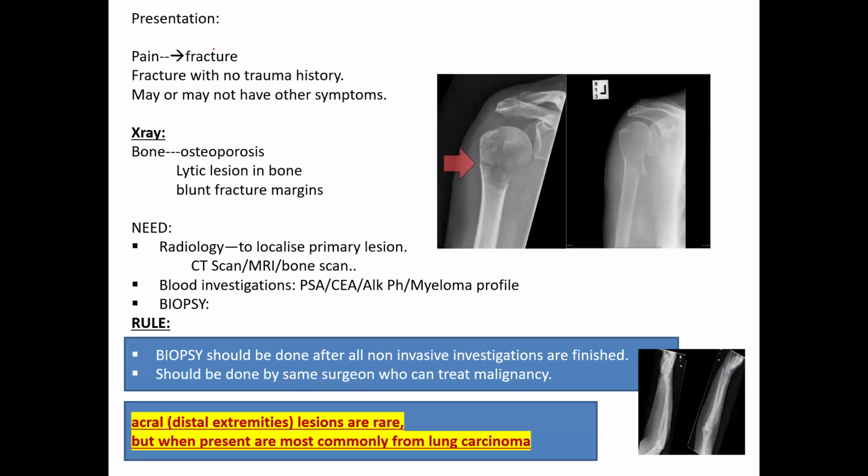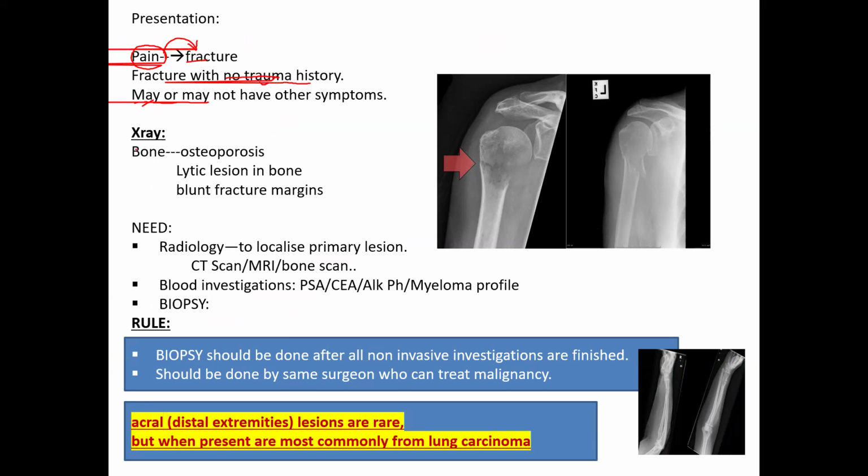In routine fracture, patient has fractured followed by pain. But in pathological fracture, patient will have pain first, then patient develops fracture. Then fracture may or may not be associated with trauma. Most of the time, it is just trivial twisting injuries of the limb which resulted in fracture, and they may or may not have the other symptoms. Other symptoms mean the symptoms pertaining to the systemic disease or the primary lesions inside the bone.